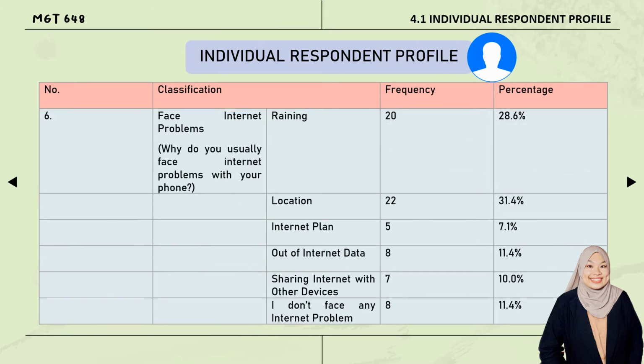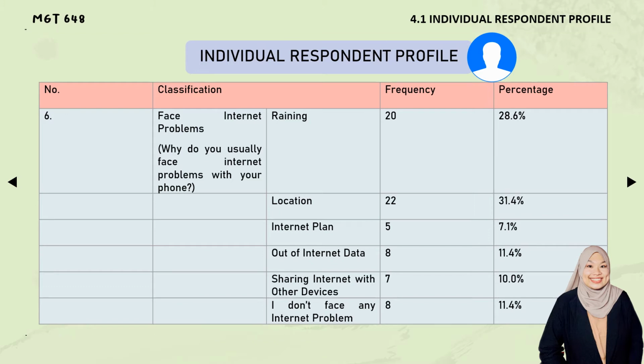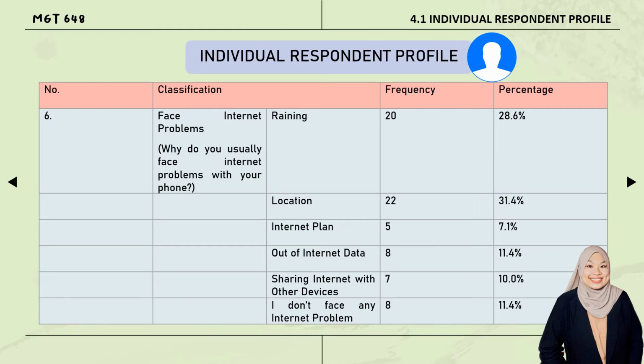Lastly, the outcome demonstrates the demographic frequency of internet problems. Most of the respondents agree locations are the major causes of problems that they face to get internet with the result 31.4%.